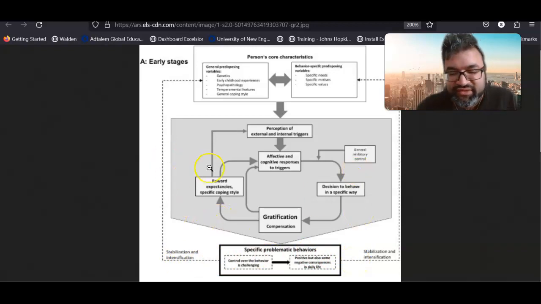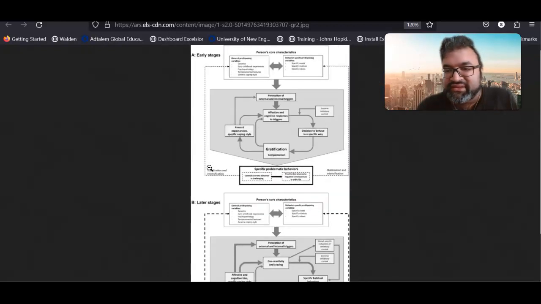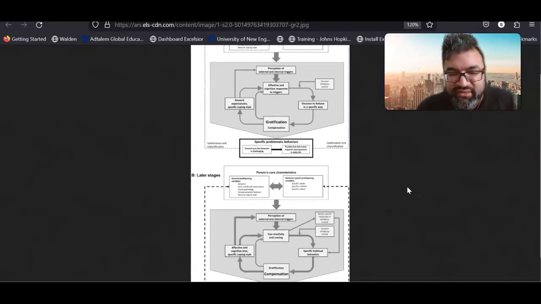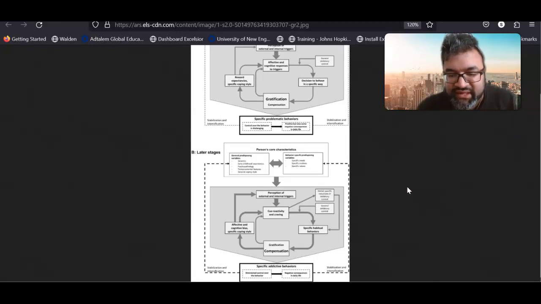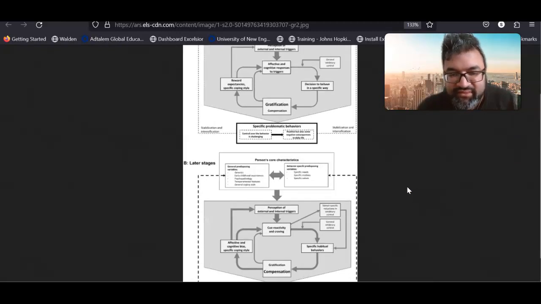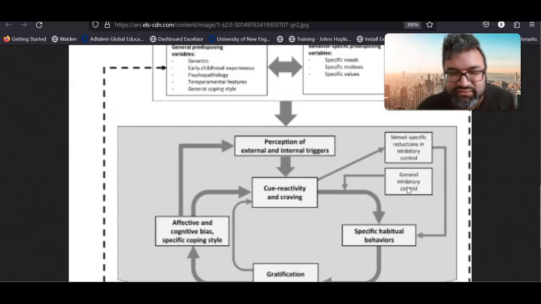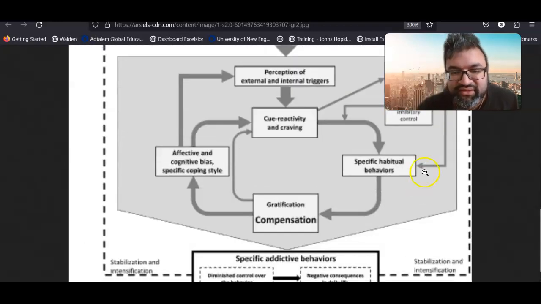So let's zoom out here and then scroll down. And then zoom in and see how this is different. So in the center of it all is cue reactivity and craving. So specific habitual behaviors, gratification, compensation, and then affective and cognitive bias, specific coping style. And again, perception of external and internal triggers.